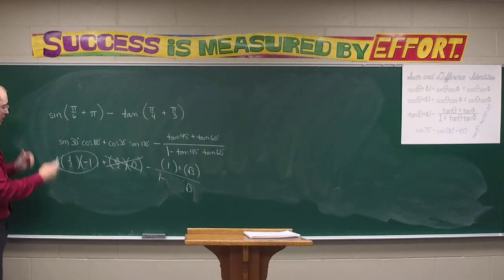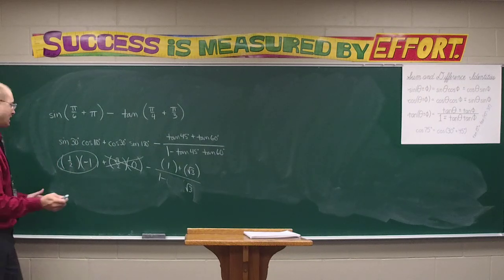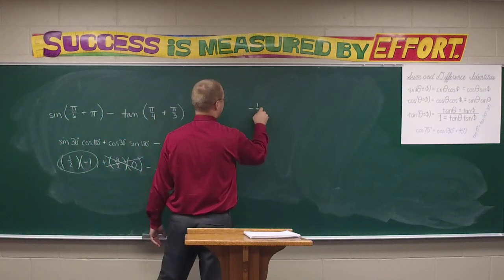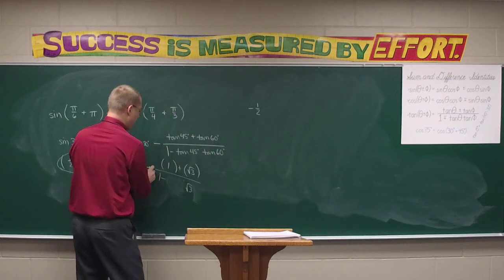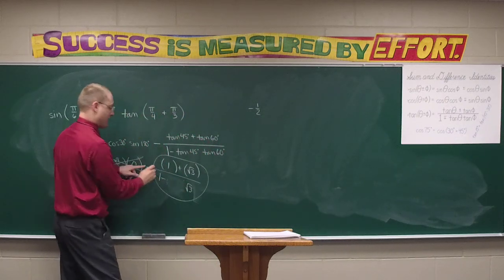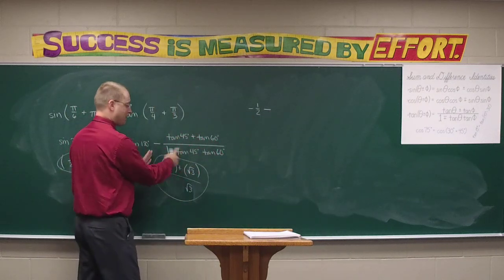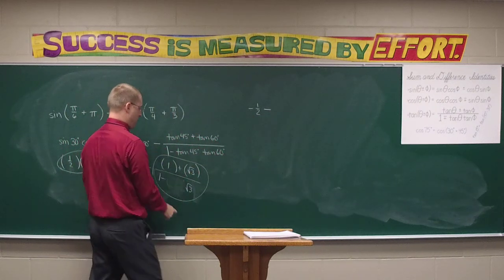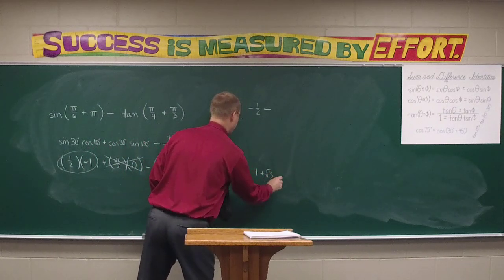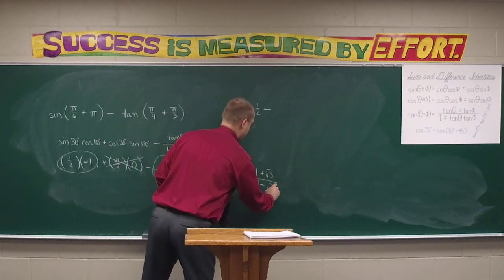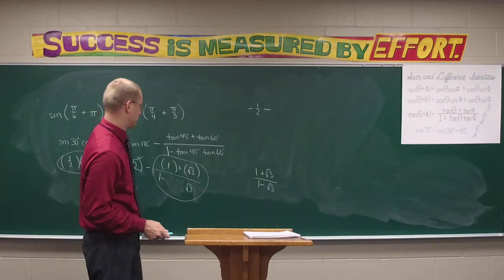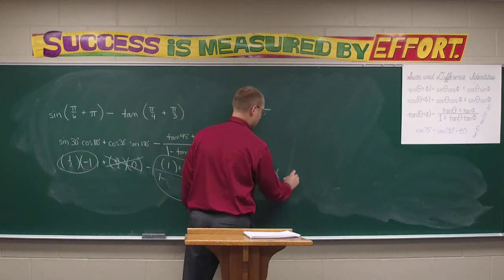Let's get the easy part. Negative 1/2. I'm going to come over here and put negative 1/2. Let that be easy. And then I've got minus all of this, right? Minus, and then this is going to become something. So let's work this off the side. I got a 1 plus square root of 3 over a 1 minus square root of 3. And I need to do what here? Multiply by the conjugate, which is 1 plus square root of 3.